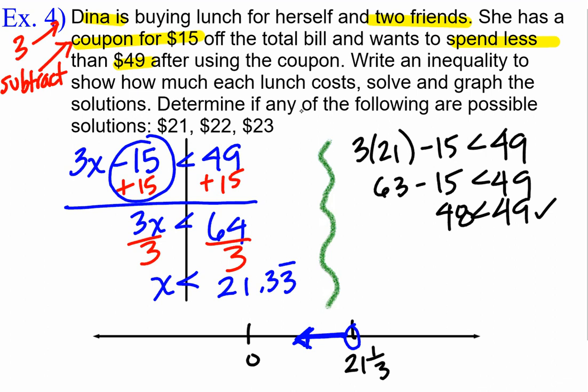So the question is, are any of these possible solutions $21, $22, or $23? $21 is a go because $21 fits the bill. 22 and 23, those are not going to work because $22 is more, $23 is more. So $21 is the only solution of those 3 that would work for this particular problem. Hopefully you understand a little bit more about solving two-step inequalities.